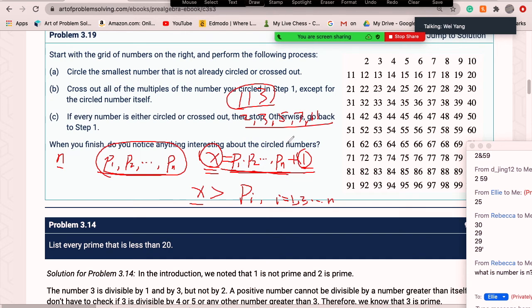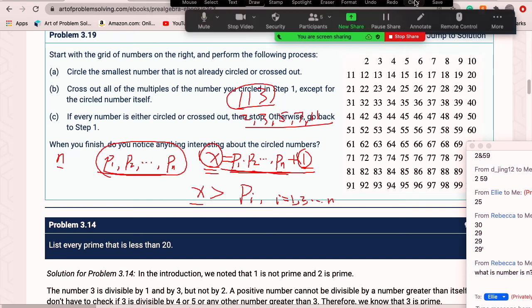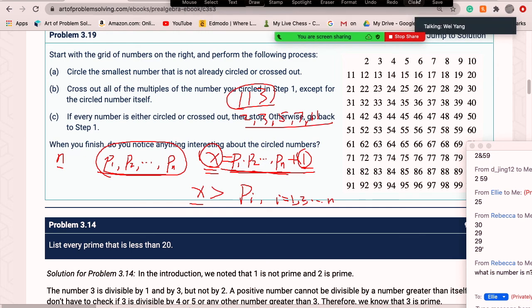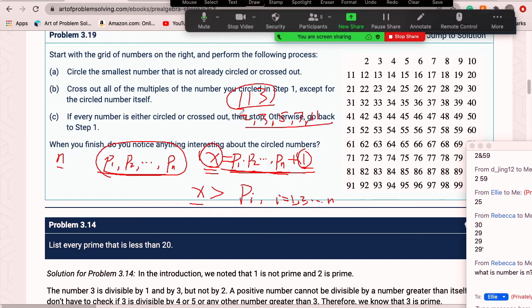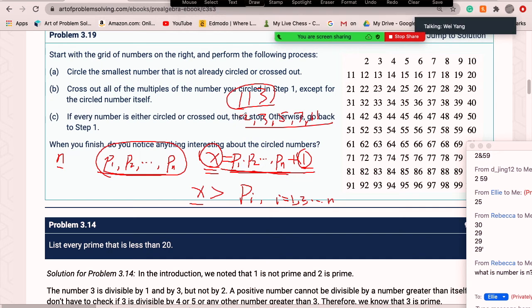This is our proof. Actually, this proof was given by Euclid 2,000 years ago. Euclid was a Greek mathematician. He gave this proof 2,000 years ago, so he already knew there are infinitely many primes. How amazing is that, that 2,000 years ago he already knew how to prove the number of primes is infinite.